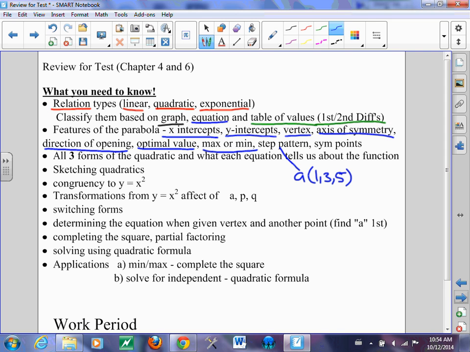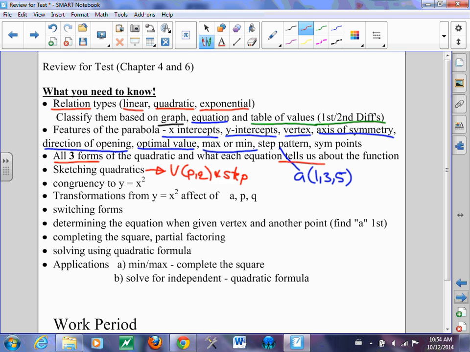Okay? All right, next you need to know all three forms of the quadratic and what each tell us. Okay, so what is the important information? You need to be able to sketch quadratics, and usually you sketch the quadratics using your vertex, P and Q, and then step pattern, right? Okay, or you can just make a table of values, that's fine.